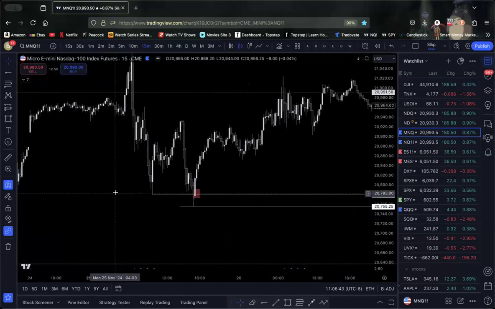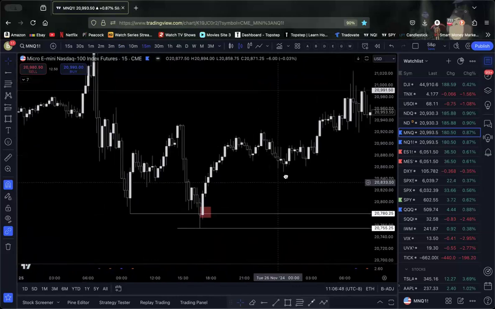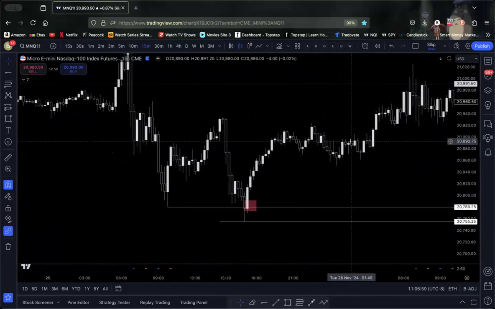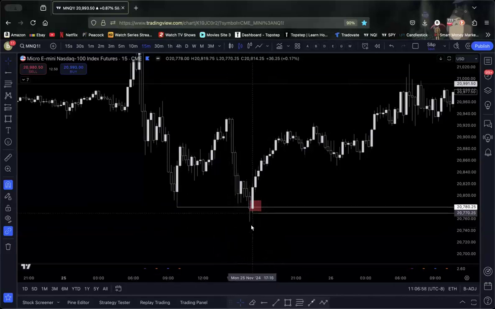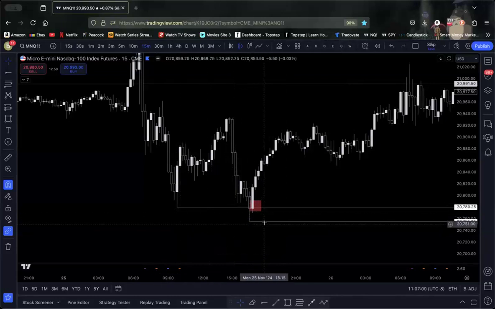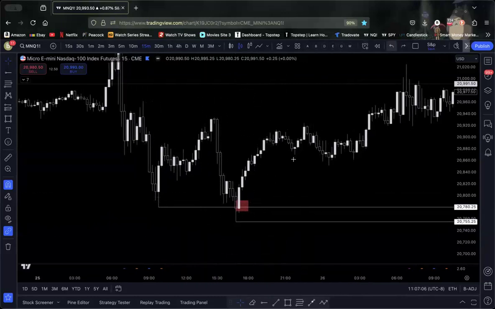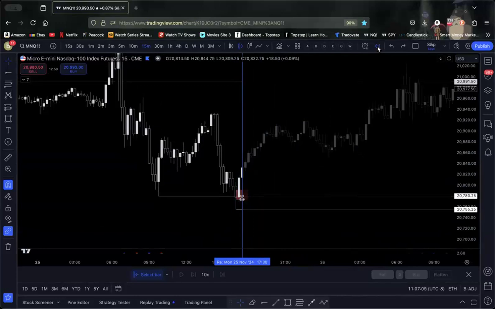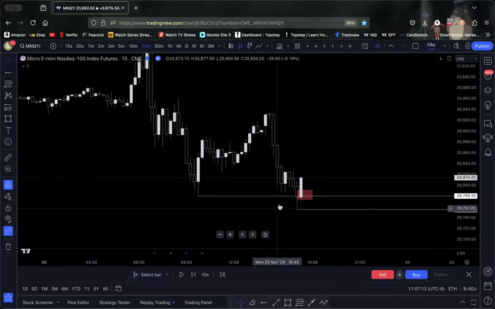Like we have a sweep right here, for example, the 15 minutes. And that's why, when I say precision, this is actually a good example. There's no inverse fair value gaps right here on this 15 minutes, but we see a sweep on the 15 minutes, right? This is a sweep, but how can I get in? A sweep alone isn't good enough. Right here, a sweep alone is not good for a trade.